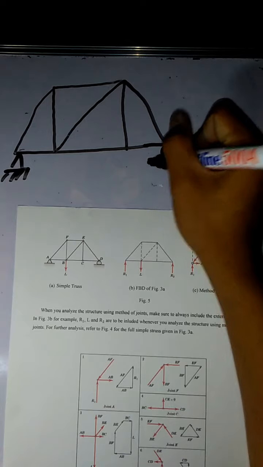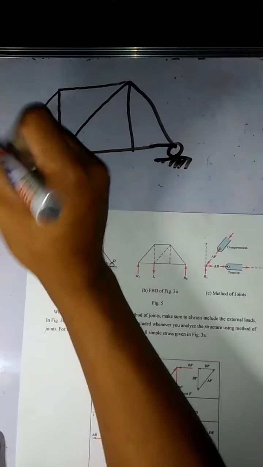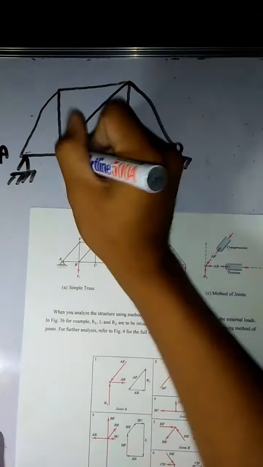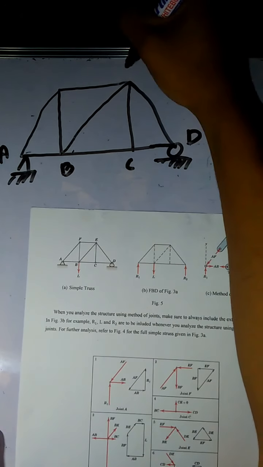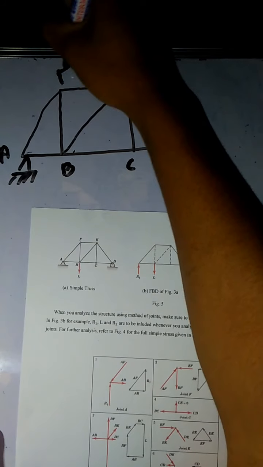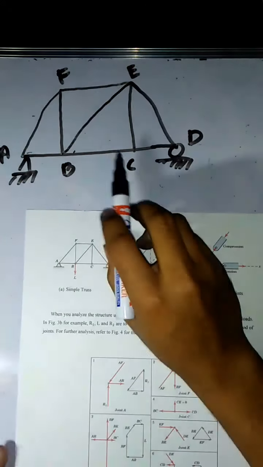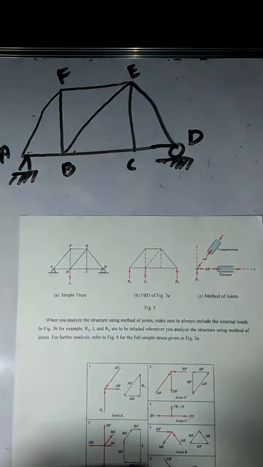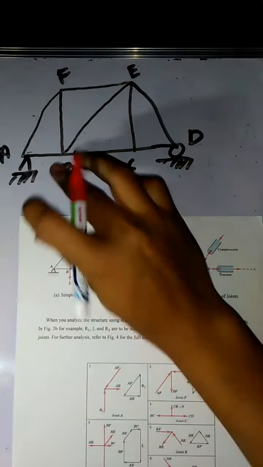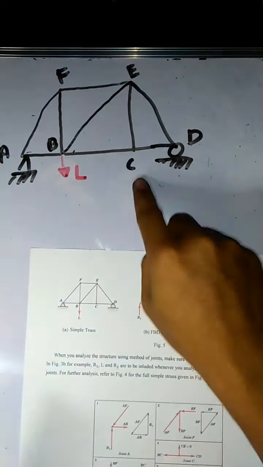This is actually a ruler. So, here we will label the points A, B, C, D, E, and F, okay? These are our joints, joint A, B, C, and so on and so forth. This is the simple truss. Then, there is an assigned load here at point B. There is an assigned load here, L. Okay? So, if we draw the FBD, this is the simple truss.